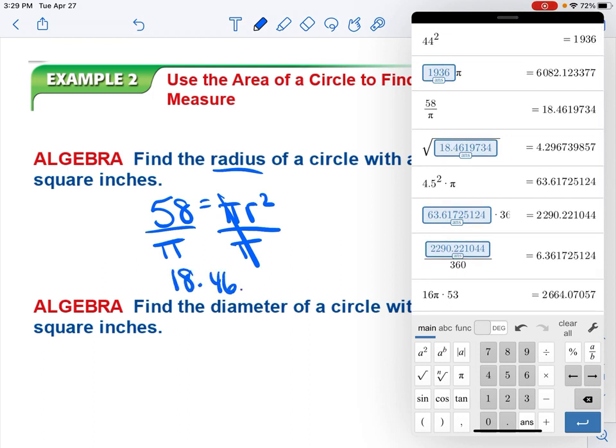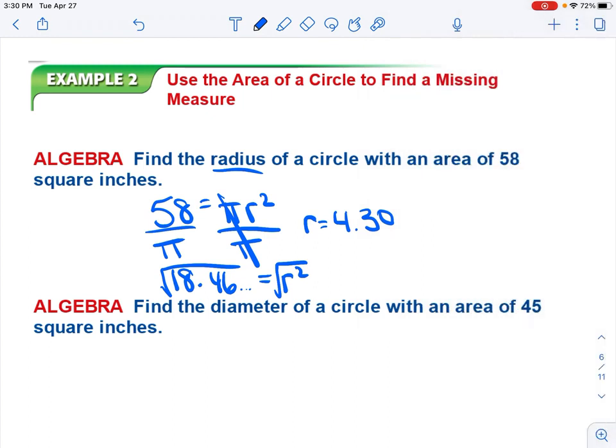I'm going to leave it as a decimal and use all of my places so that when I round here at the end, I don't have any rounding error, and I get 4.30 for my radius. Notice it's not square inches, it is only inches because it is a radius, not an area.